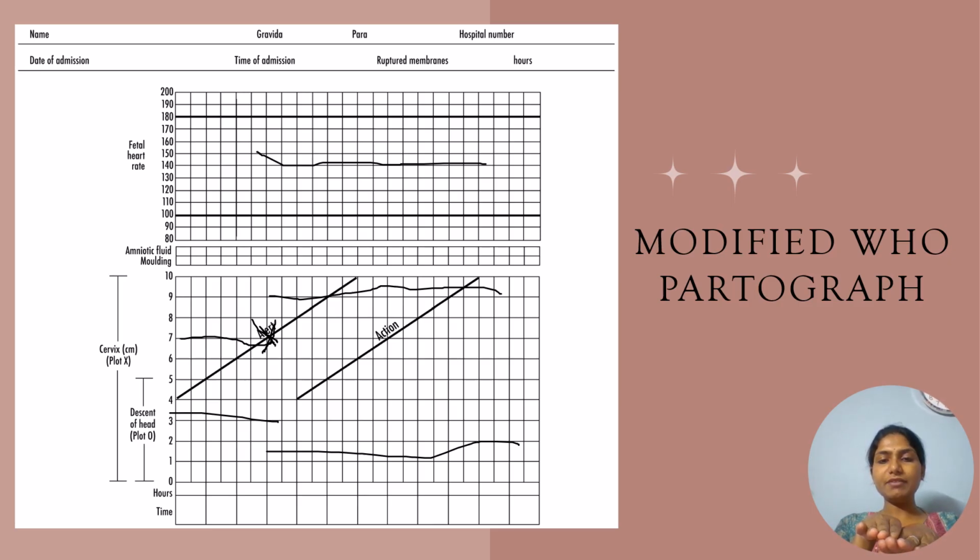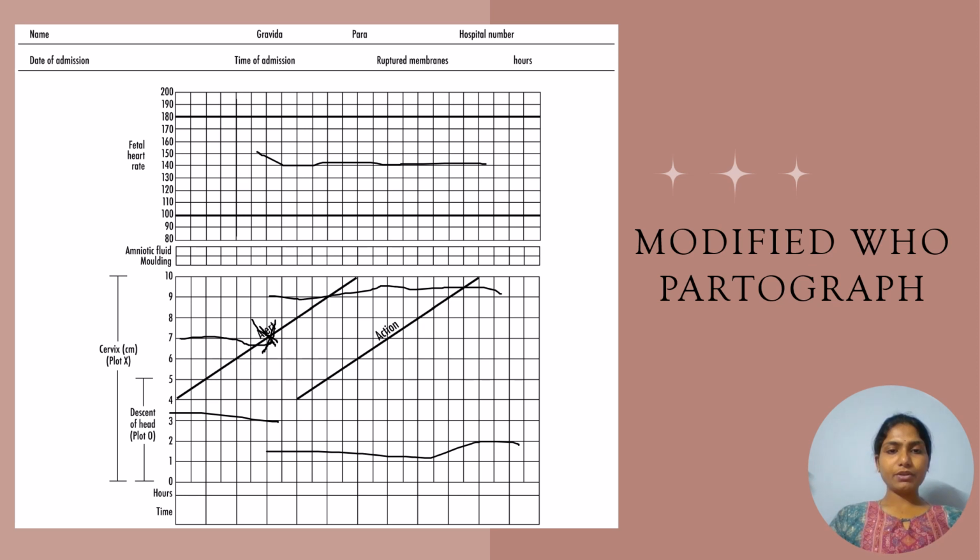If they are overlapping with each other and they are irreducible, it is called grade 3. So grade 3 molding is definitely not normal, and we have to intervene and see if there are any causes of cephalopelvic disproportion or obstructed labor.